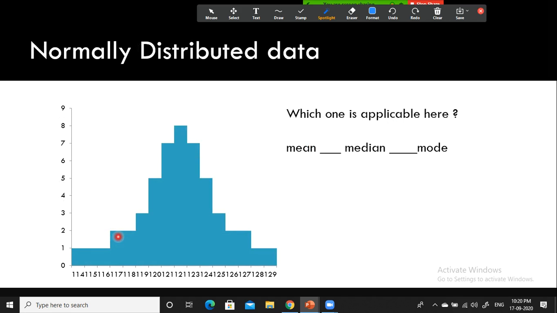Next, which one is applicable? We discussed, this is the normally distributed data. The mean is equal to the median, which is equal to the mode.